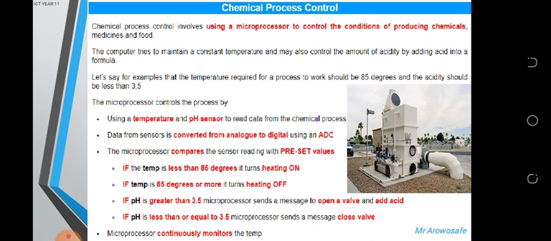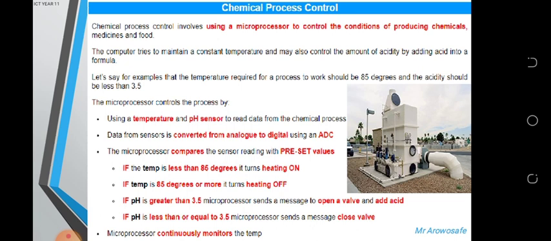Now the second condition, if temperature is 85 degrees or more, it is turn heating off. So now this is the preset value. So if it is equal to 85 degrees or greater than 85 degrees, definitely the heating will be off.